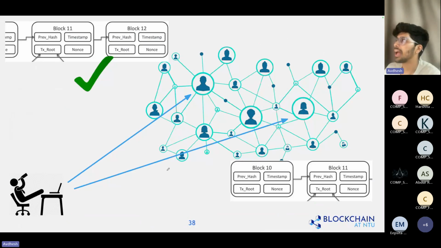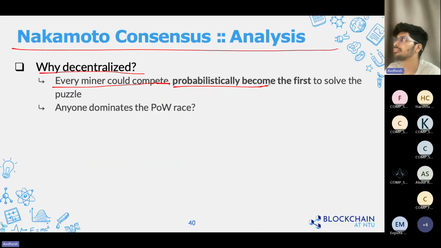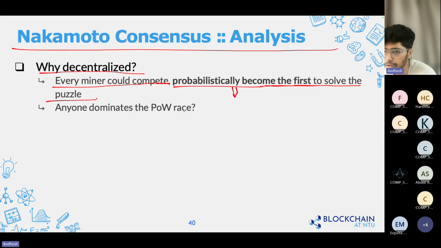So every miner could compete and probabilistically become the first to solve the puzzle. So whoever solves the puzzle first will obviously get the chance as well. But this also comes at the cost of computational work that you have been putting in.